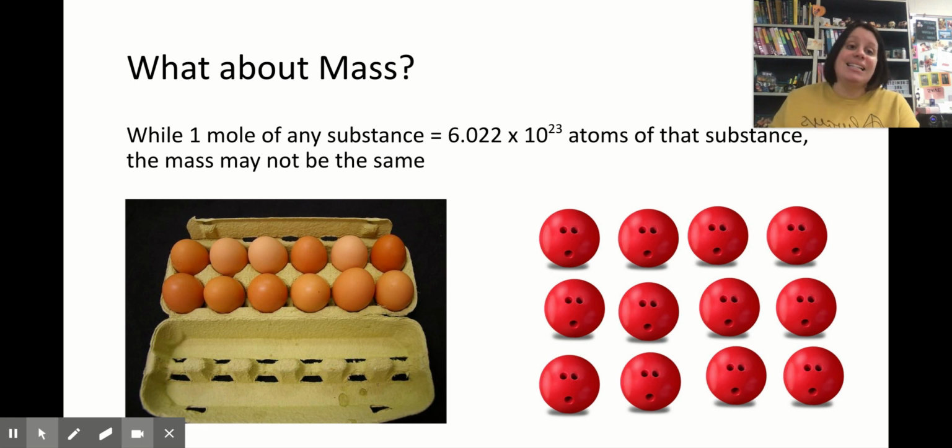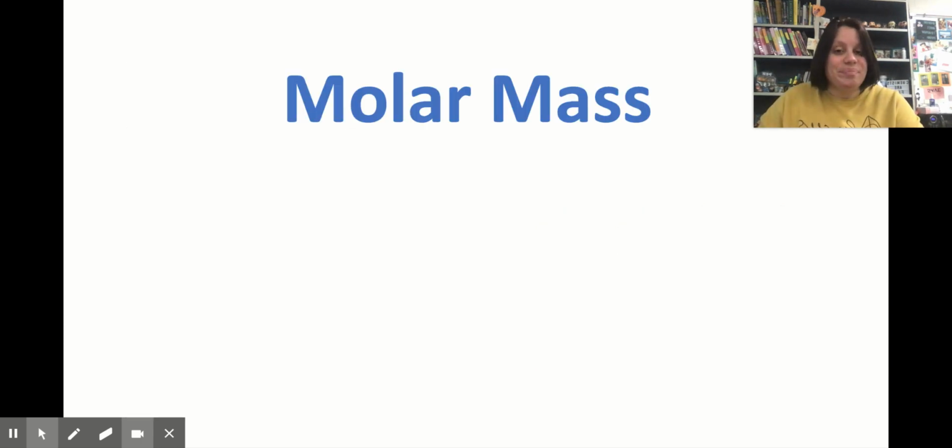That's the exact same thing with a mole and mass. Your mole is going to tell you the same number of atoms of a substance. Like in that previous example, we have 6.022 times 10 to the 23rd atoms of oxygen and 6.022 times 10 to the 23rd atoms of water. But the masses of the two are going to be different. So that's where we come to something called molar mass.